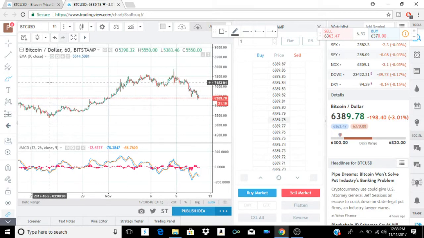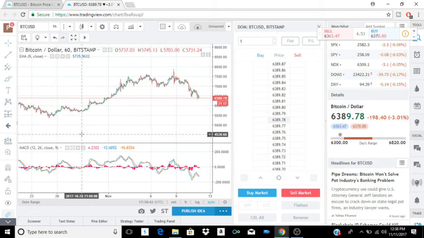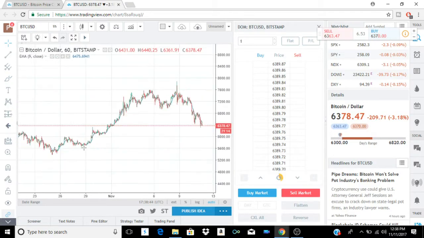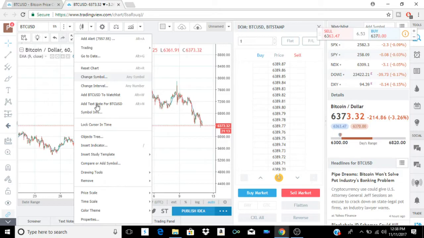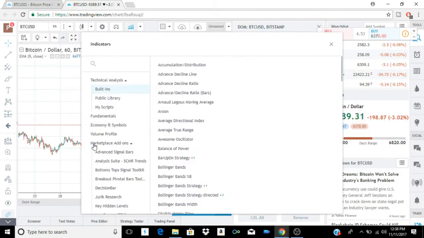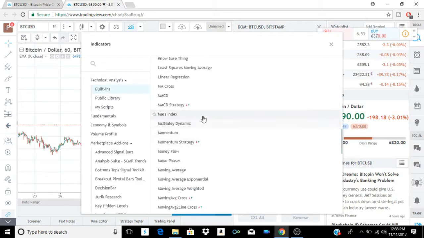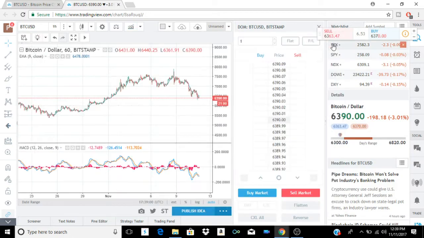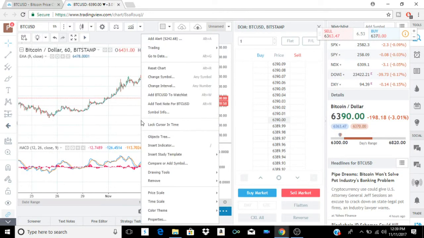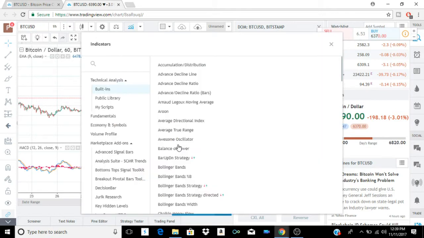So if you don't know how to add the MACD, I'll delete it for you and I'll add it again. So you're just going to delete it like that. You go to Insert Indicator, and you're going to scroll down till you see MACD. Right here. You're going to click it once, and here we are. We're at the MACD again. And then we're going to go to Insert Indicator.